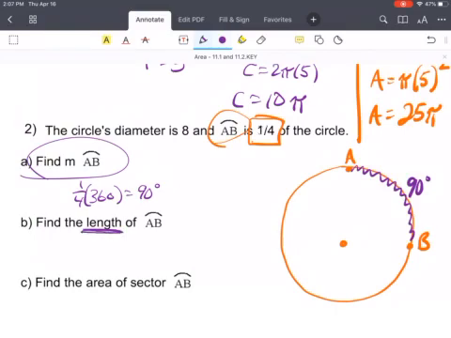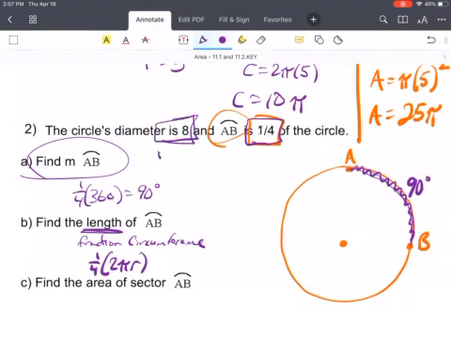The length then, how long is it? If I were to walk along the circle from A to B, I'm dealing with a partial circle, so I need to deal with a fraction of the circumference. And that fraction is 1/4. So it's 1/4 of my circumference of 2 pi r. And with the diameter of 8, that means my radius is 4. So this is 1/4 of 2 pi times 4, which is a fourth of 8 pi. So my length is 2 pi.